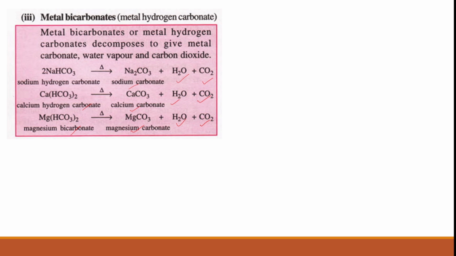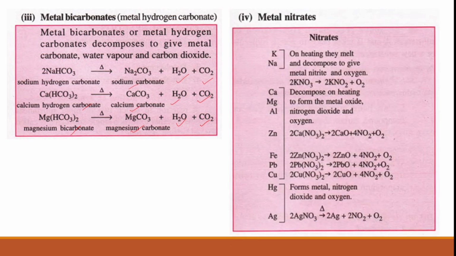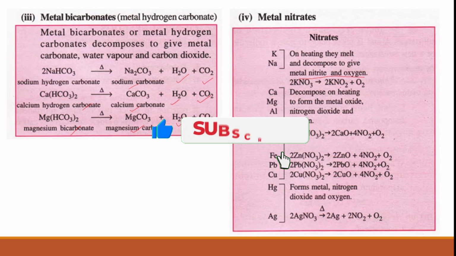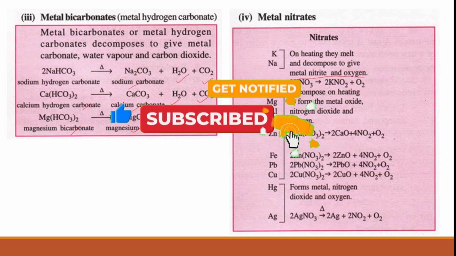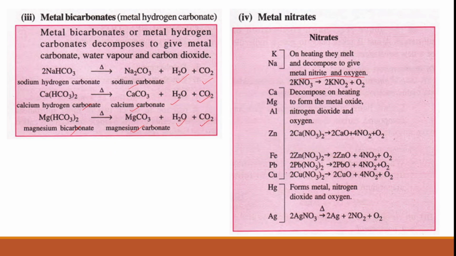Just remember it. Okay. Now metal nitrates, potassium nitrate, sodium nitrate, on heating they melt and decompose to give metal nitrite and oxygen. Remember this, metal nitrites. Nitrates will decompose to give metal nitrites, N-I-T-R-I-T-E-S, nitrites. Nitrate becomes nitrites and oxygen. Whereas the intermediate metals, when they decompose on heating, they will give us metal oxide, nitrogen dioxide and oxygen.